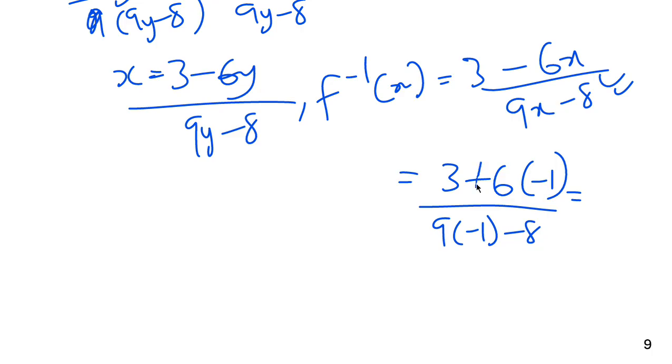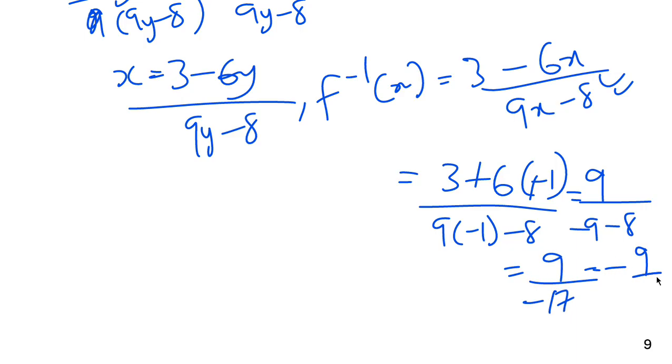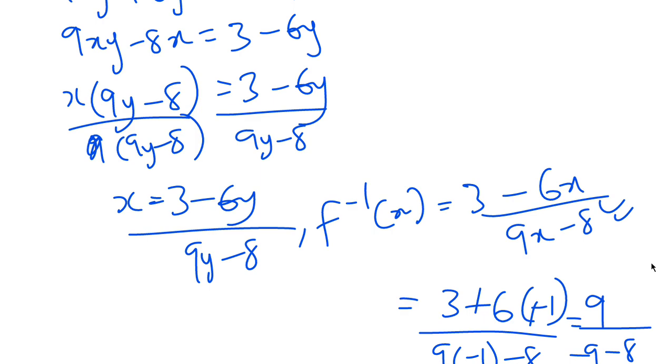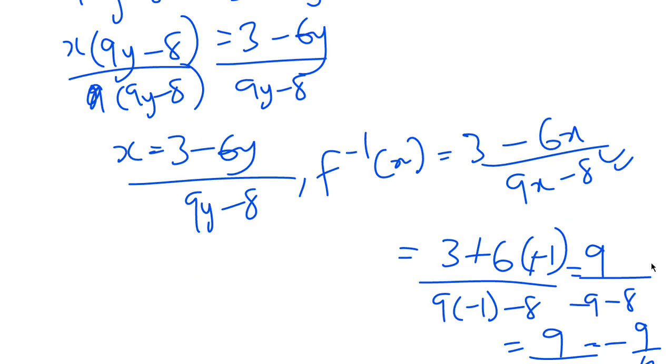Minus times minus is plus, right? So that's 3 plus 6 times 1, which is 3 plus 6, 9. Over 9 times negative 1 is negative 9, negative 8. And that will be 9 over negative 9 - 8, which is negative 17. And our final answer is negative 9 over 17. Still same thing. Right? So you have seen our answer to that for the inverse of the function.